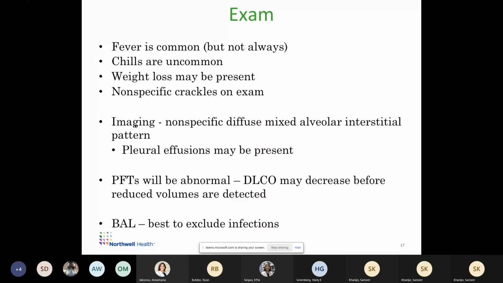Bronchoscopy with BAL, we can go back and forth about doing it, but it's probably best to exclude infections or other causes. It's not really going to give you a diagnosis for drug-induced lung disease, but it's useful nonetheless to make sure it's not a vasculitis or an infection.